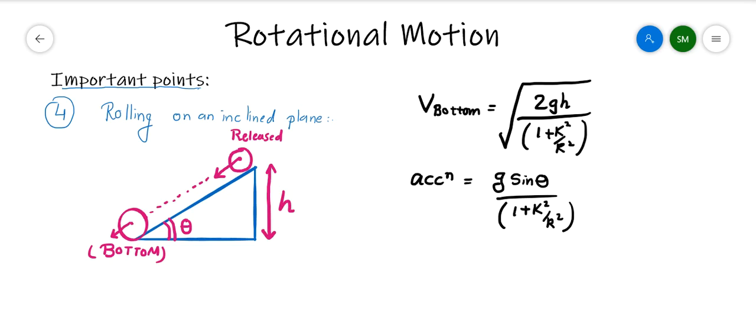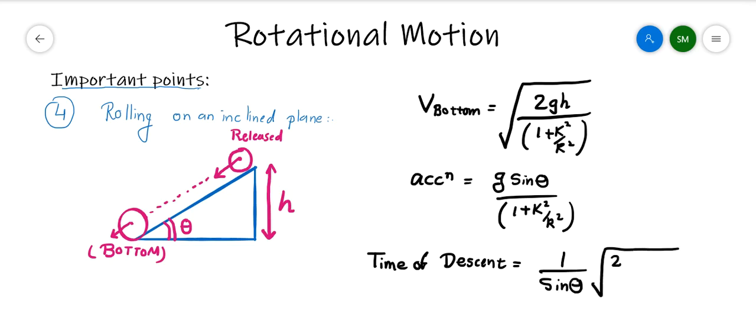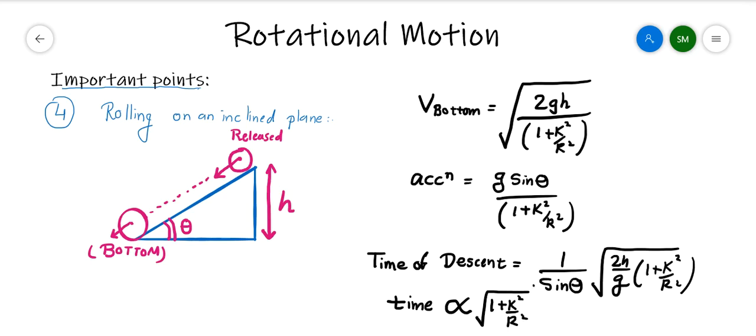Next, the time that this body takes to come down, that is the time of descent, is given by 1 by sine theta under root of 2h by g in the bracket 1 plus k square by r square. Now if you look at the last formula, that is time of descent, time is directly proportional to root of 1 plus k square by r square. Correct? This point is very simple.